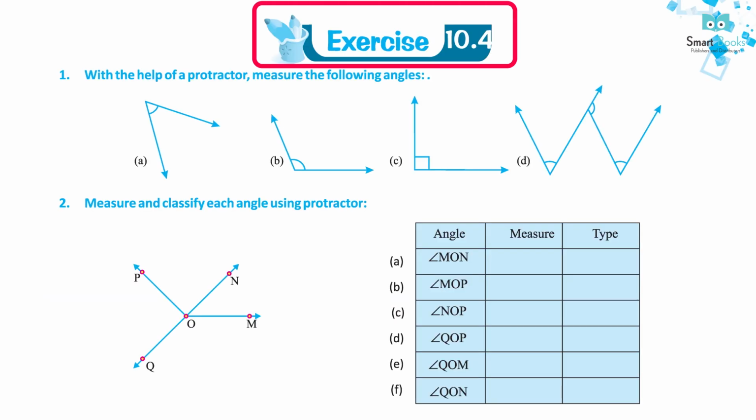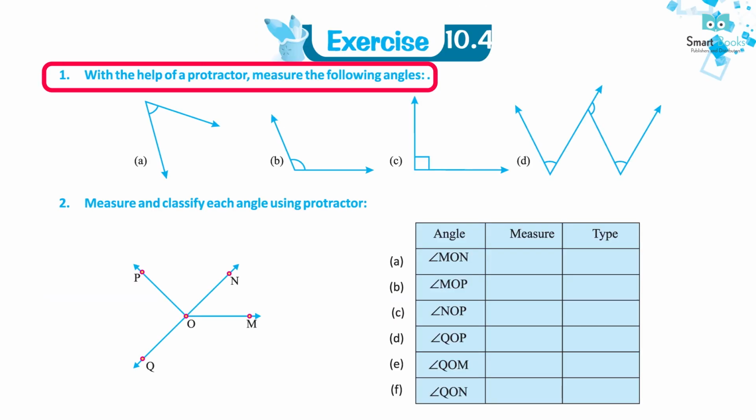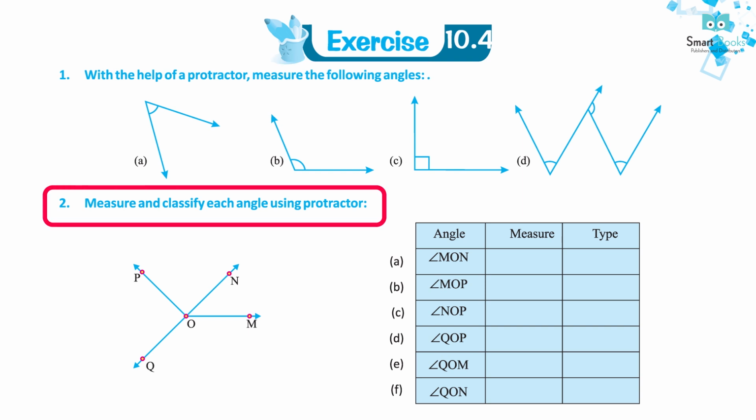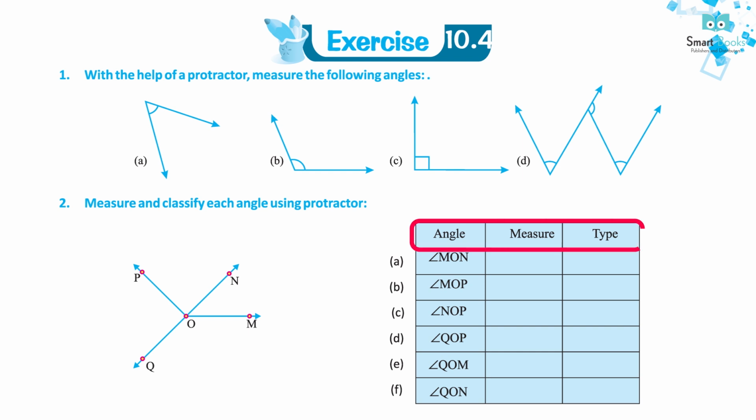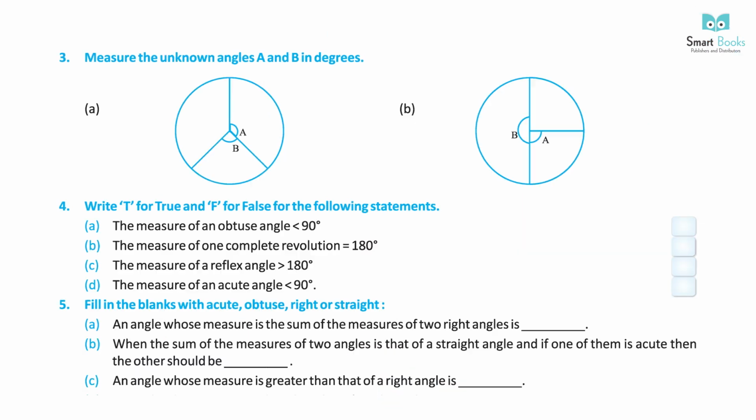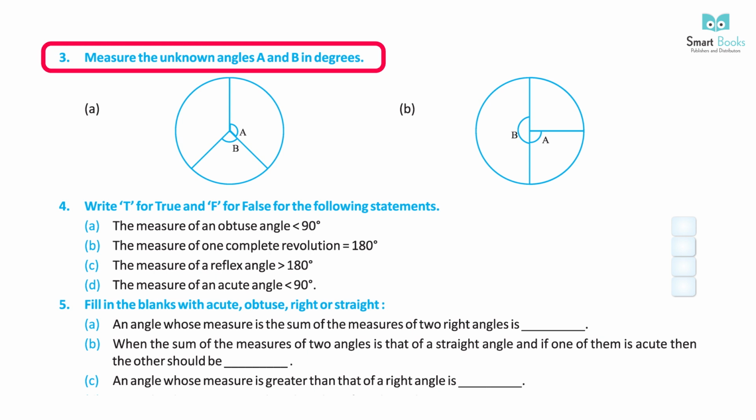Exercise 10.4. Question 1. With the help of a protractor, measure the following angles. Question 2. Measure and classify each angle using a protractor. Angle, measure, type. A. Angle MON. B. Angle MOP. C. Angle NOP. D. Angle QOP. E. Angle QOM. F. Angle QON. Question 3. Measure the unknown angles A and B in degrees.